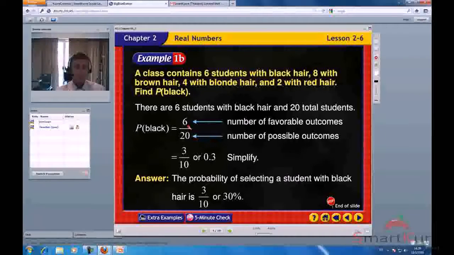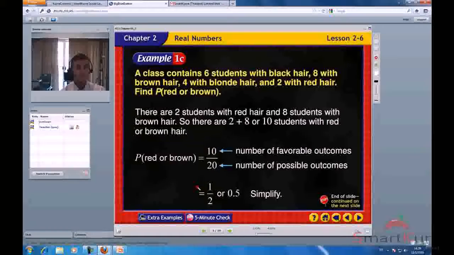So there are 6 students with black hair, 20 total students, so the number of favorable outcomes, 6, number of possible outcomes, 20. So the probability is 6 over 20, reduced down to 3 over 10, or 0.3. So the probability of selecting a student with black hair is 3 over 10, 0.3, or 30%. Remember, 3 over 10 would be 30%.